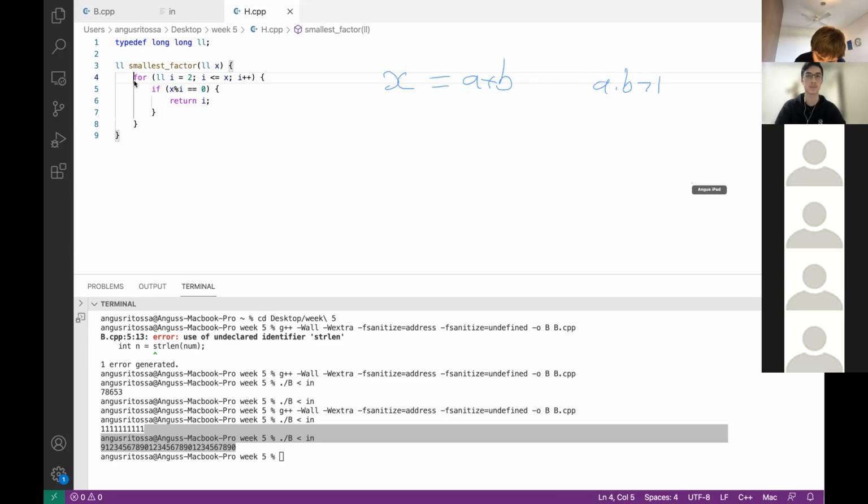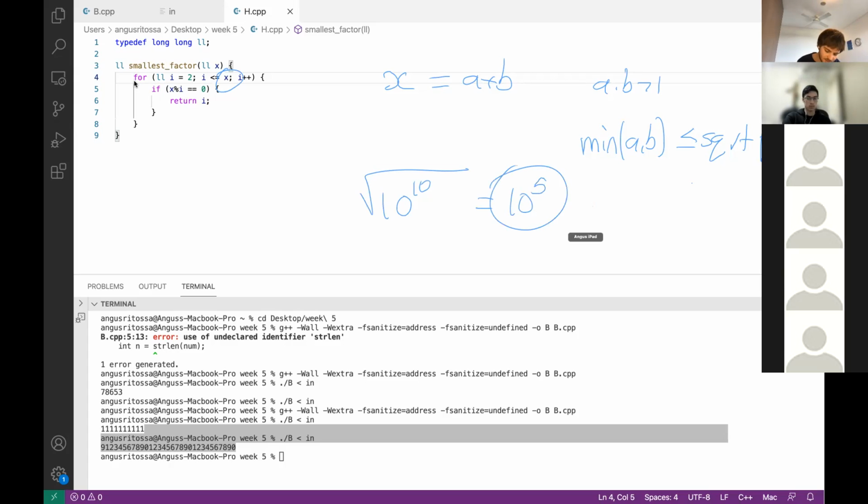Then the minimum of a and b must be less than or equal to the square root of x. Because if a and b are both bigger than the square root of x, then a times b must be bigger than x, which is a contradiction. So if two numbers multiply to give x, one of them must be smaller or equal to the square root of x. And so if x is not prime, then it must have some divisor less than the square root of x. And the square root of 10 to the power of 10 is 10 to the power of 5, which is much more manageable.